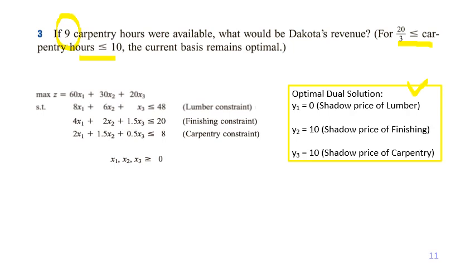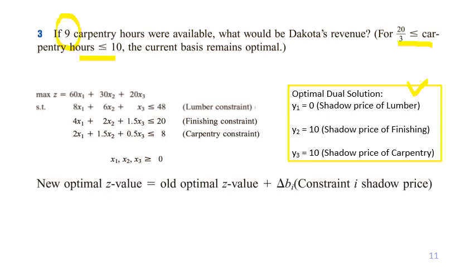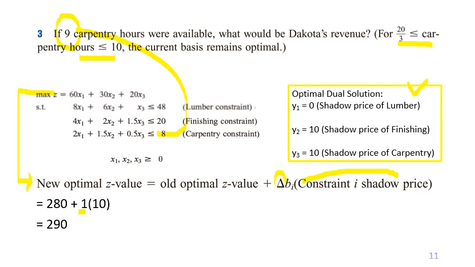Same as before, because this is a maximization problem, we may use this formula to obtain the new Z value using the change and the shadow price. The old optimal Z value is 280, and the amount of change is from 8 carpentry hours to become 9. It means we are adding 1 hour, so delta B equals 1. The shadow price for carpentry is 10, so the new Z value equals 290.